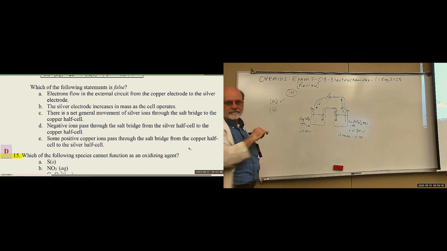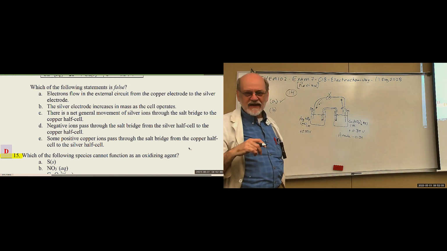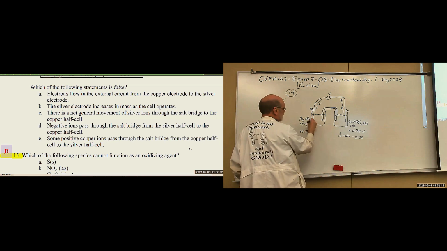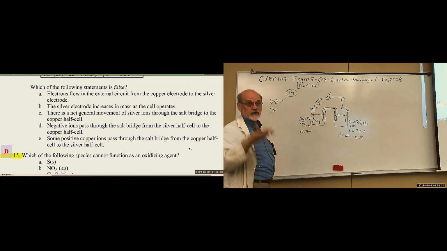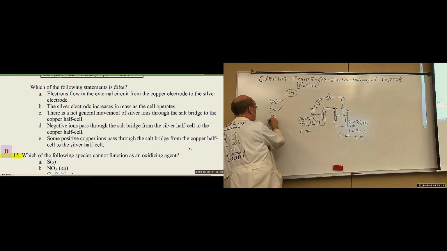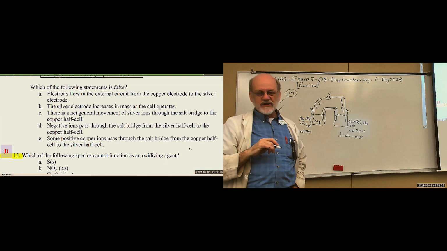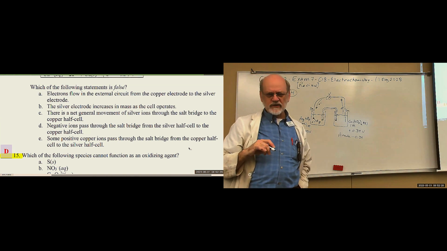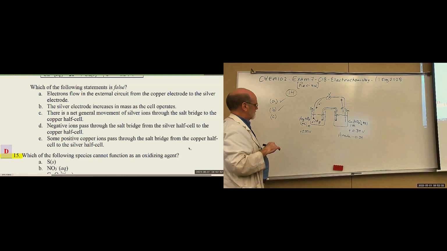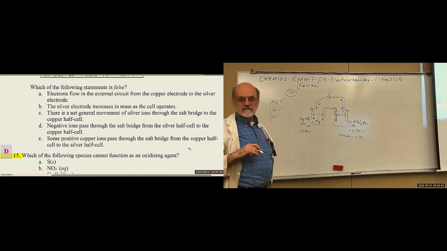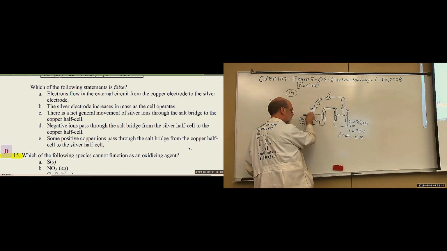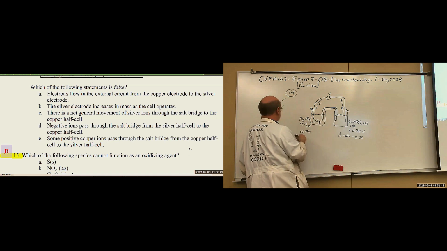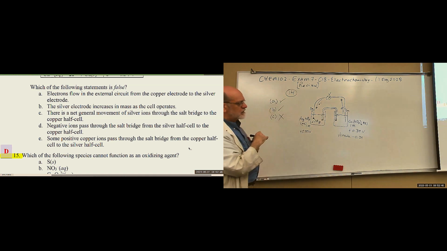How about B? The silver electrode increases in mass as the cell operates. Yes, it does. These silver ions are going to add an electron and be plated out on that electrode, so it will increase in mass. Okay. There's a net general movement of silver ions through the salt bridge to the copper half cell. No. Can't be. Silver ions are not moving that direction. They're being plated out here. They're not moving that way. Right? So this one's false. Oh, we found our answer.